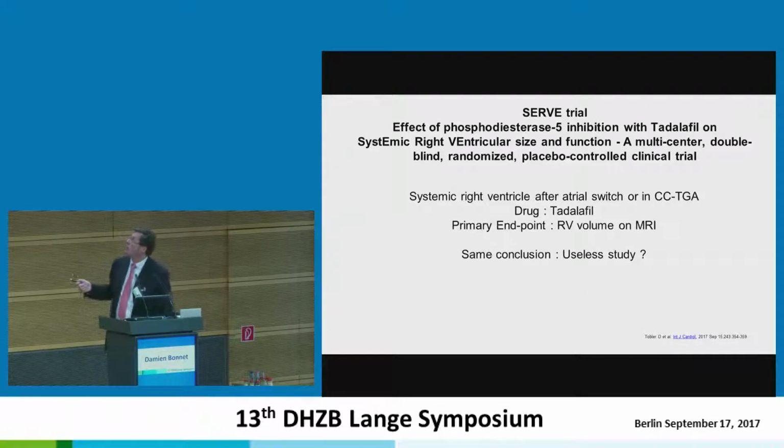And it's the same for the tadalafil in single ventricle. Okay, the question is, does it change the MRI? But there is no question about the patients, so I think that it's an opinion. Huh? It's a useless study.